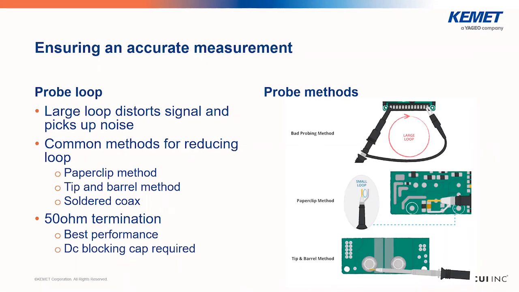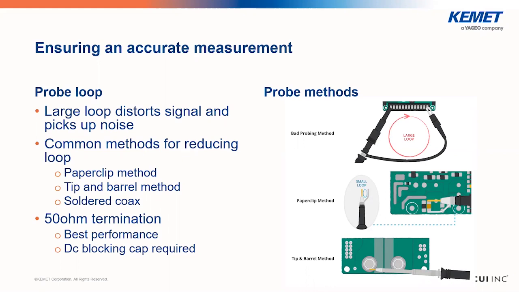The first is the paperclip method, shown in the middle image. It's called this because a paperclip, or some other conductor, is wrapped tightly around the probe ground and the hat is removed to expose the probe tip. This forms a small loop area between the probe tip and the return through the paperclip and can easily be applied across a component on the output, such as a ceramic capacitor.